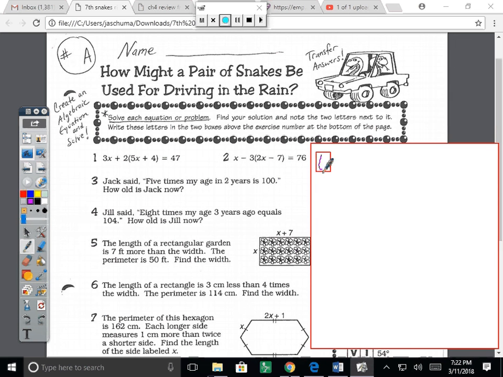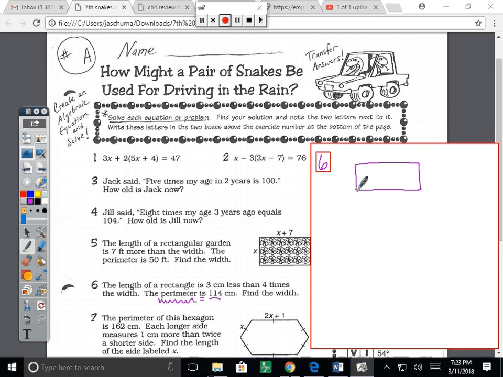Number 6, it says the length of a rectangle is 3 centimeters less than 4 times the width. Whoa, that's wordy. The perimeter is 114 centimeters. Find the width. Well, I noticed something. First of all, this important piece, perimeter is or equals 114. I'm going to have to list that somehow. And because it's talking about a rectangle, I probably would sketch this on my paper right about now.